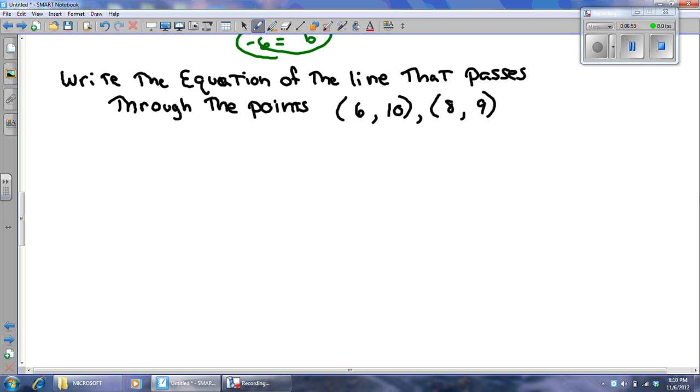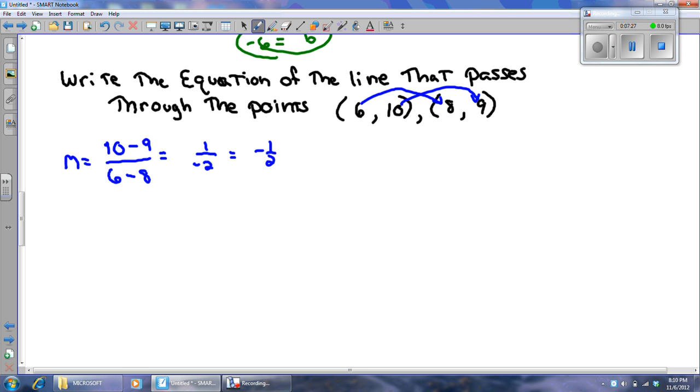All right, so we've got to find the equation of the line that goes through those 2 points. So first step, find the slope. So m is going to equal, let's see, 10 minus 9 over 6 minus 8. This time I went 10 minus 9 and then 6 minus 8. I could have gone 9 minus 10 and 8 minus 6. I'll get the same thing. I'm going to get 1 over negative 2 or negative 1/2.